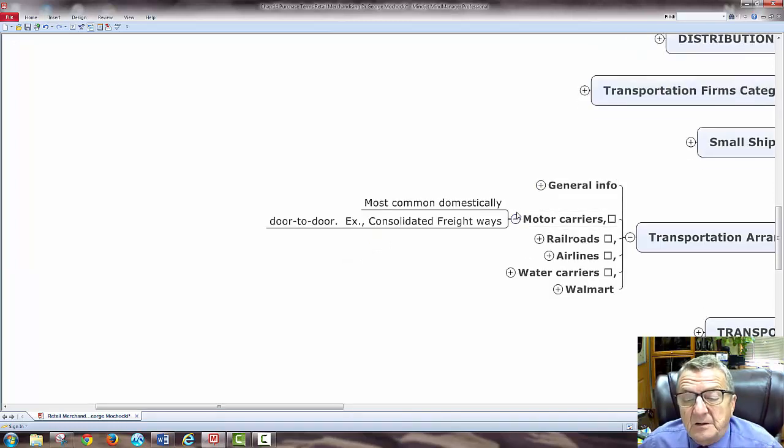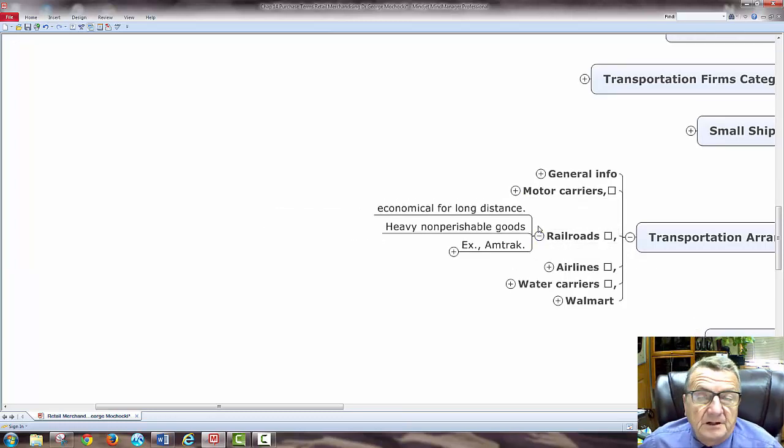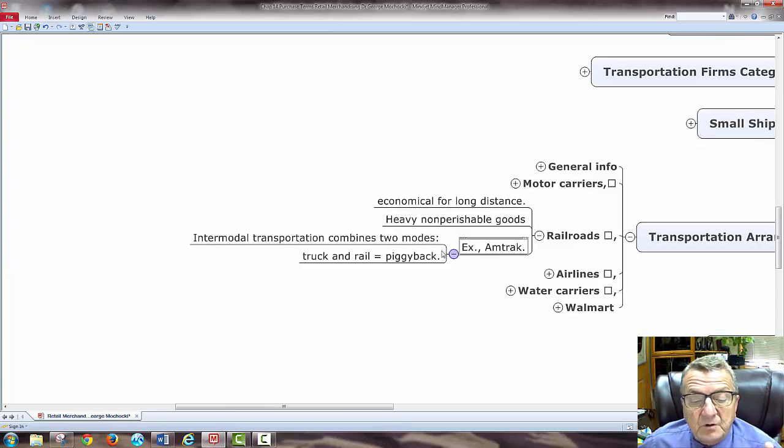Now, how do I get there? Motor carriers, most commonly domestic. Trucks, door to door, they deliver. Railroad is the next one. A little more effective, but a little slower. Economical for long distance because they go, right? Heavy non-perishable items. Amtrak uses what they call intermodal transportation.